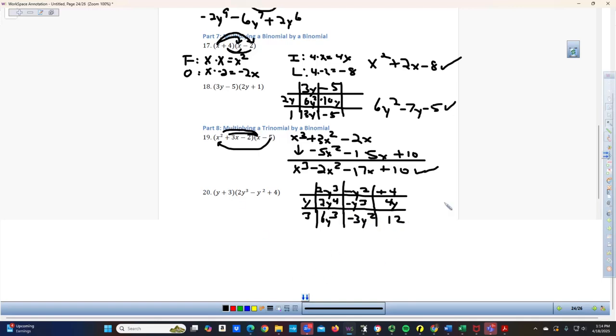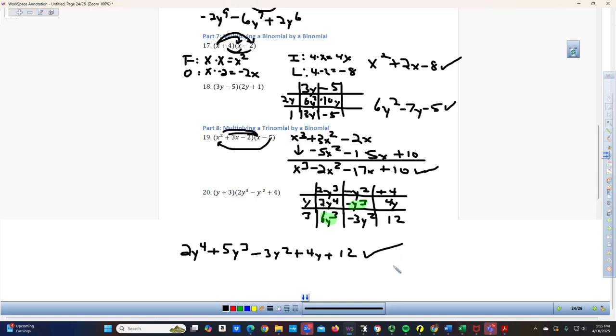Just make sure you're paying attention, because the only like terms that I see are the 6y cubed and the negative y cubed. So that's the only combining I'm going to do. The rest of this I can just write out. So 2y to the 4th. And then this is essentially 6 minus 1, which is a positive 5y cubed. And then minus 3y squared plus 4y plus 12.